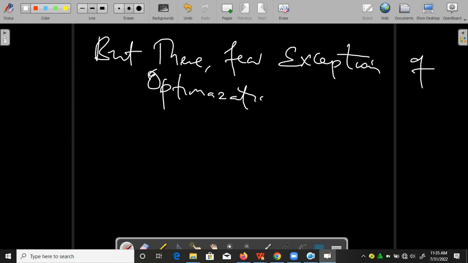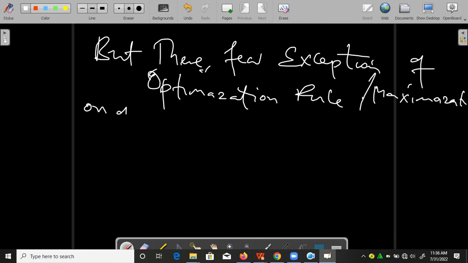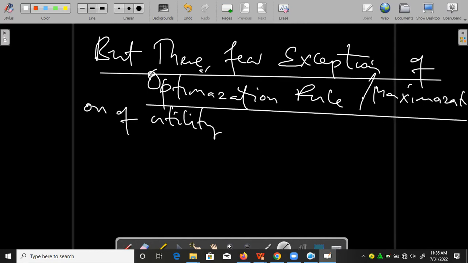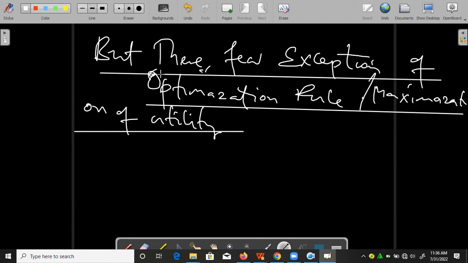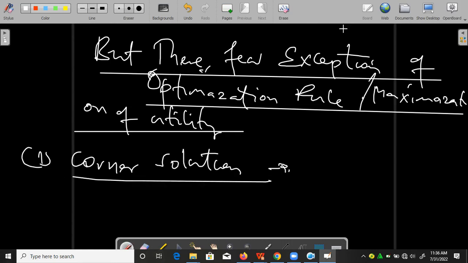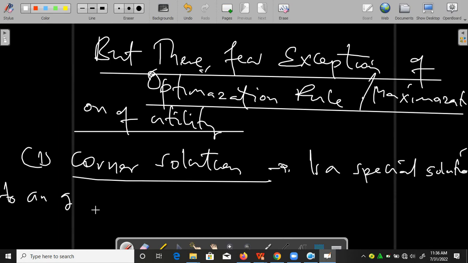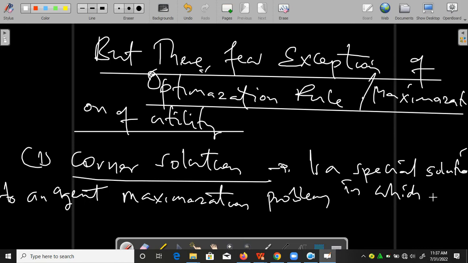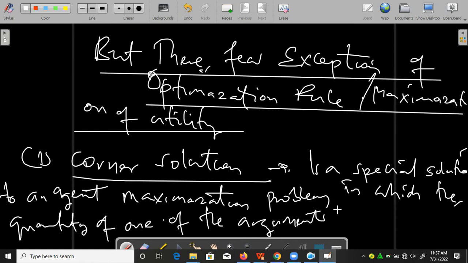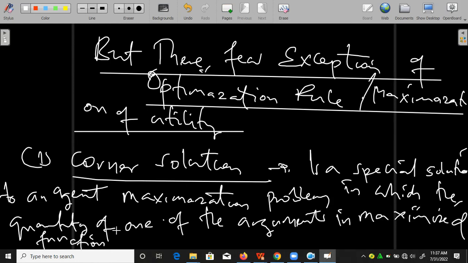But there are a few exceptions to the condition of optimization. Actually, it is not every time that maximization occurs where the indifference curve touches the budget line. There are some few exceptions that go against the rule of optimization. The first one is the corner solution. A corner solution is a special solution to a maximization problem in which the quantity of one of the arguments of the maximized function is 0.